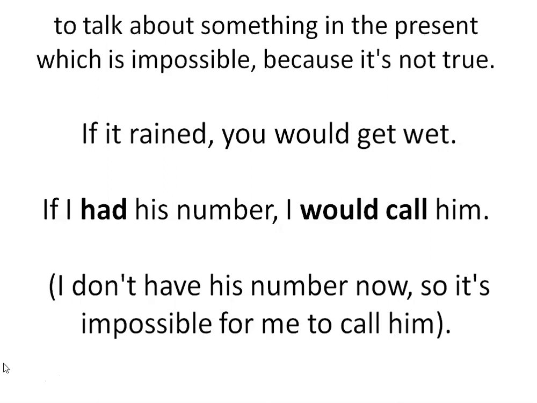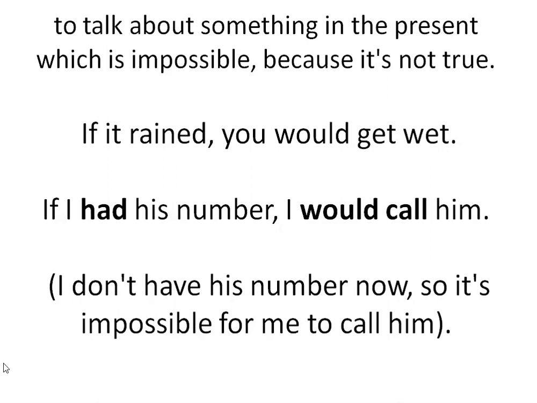Second example, if I had his number, I would call him. I had his number. Had is in simple past tense. Would call is the pattern that we are looking for. Would plus V1. If I had his number, I would call him. As I don't have his number, that's why I can't call him. So it is less likely going to happen. I don't have his number now, so it's impossible for me to call him. So this is the concept that we are trying to understand.